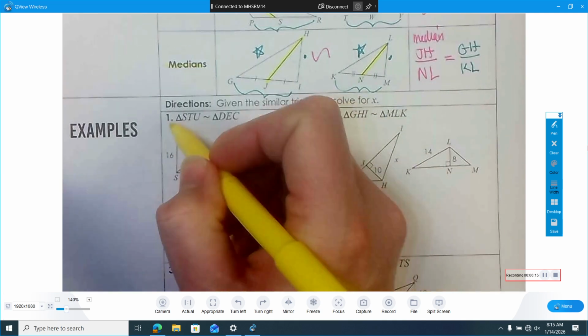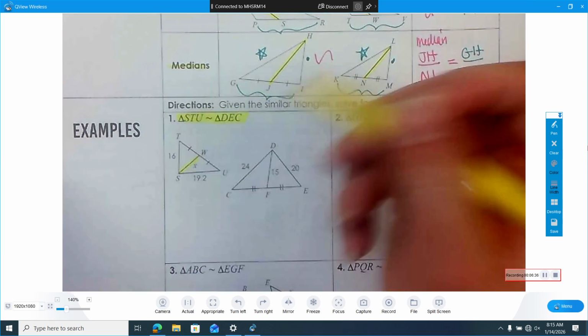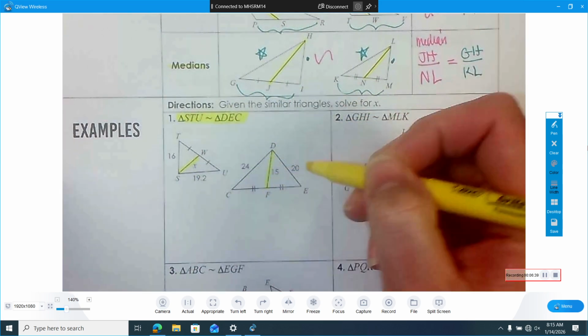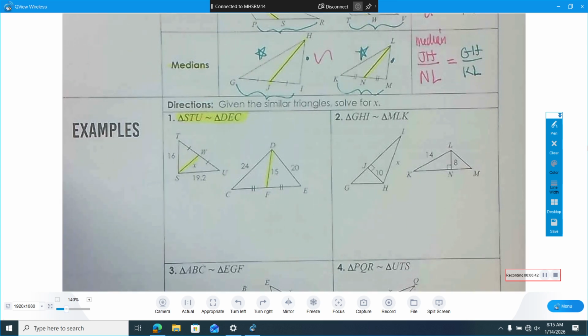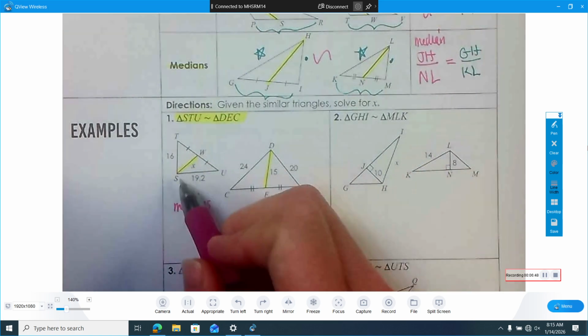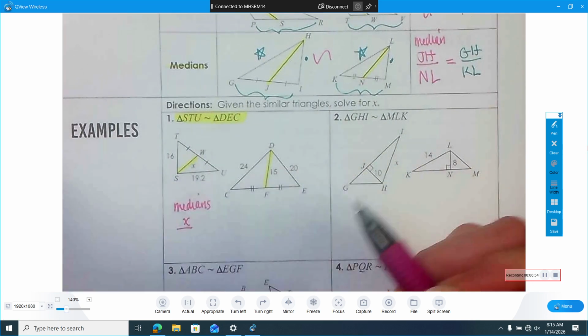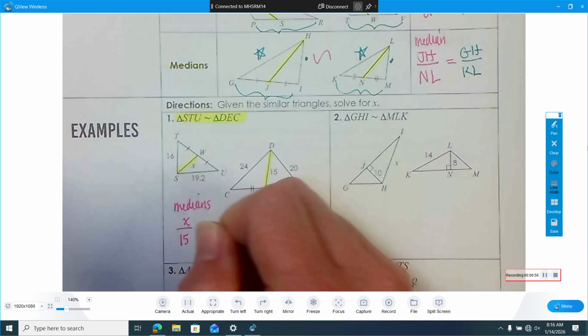So on number 1 here, right off the bat, they're telling us we have similar triangles, and this is really, really important. These triangles are all twisted and rearranged and rotated. They are not oriented the same way, so this is really tricky to look at. And so I know, let's see, what kind of segment is SW and DF? What are those? Medians, yeah. They are medians. So I can use those medians. So I'm just going to go left to right here. So SW, which has a length of x, over DF, which has a length of 15.